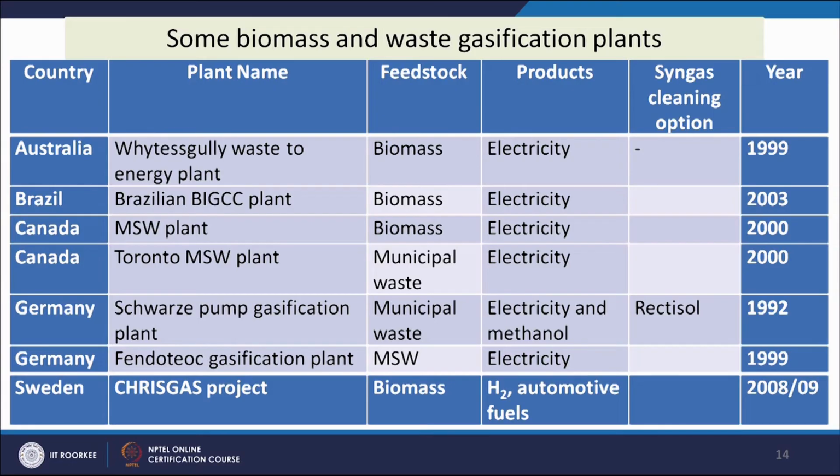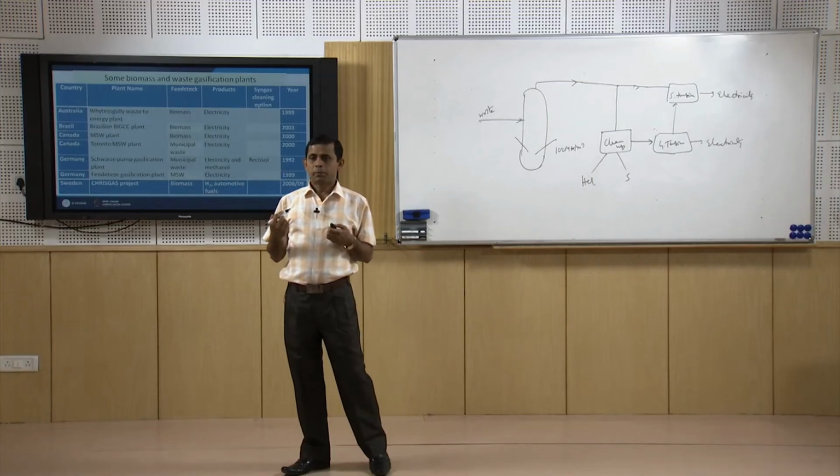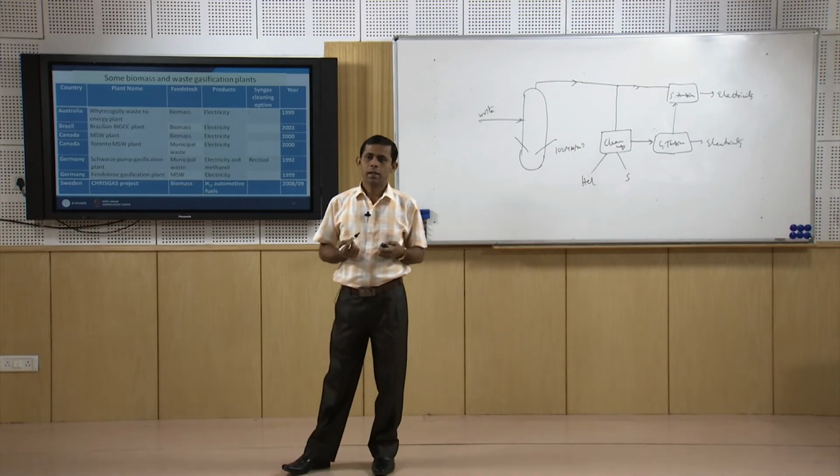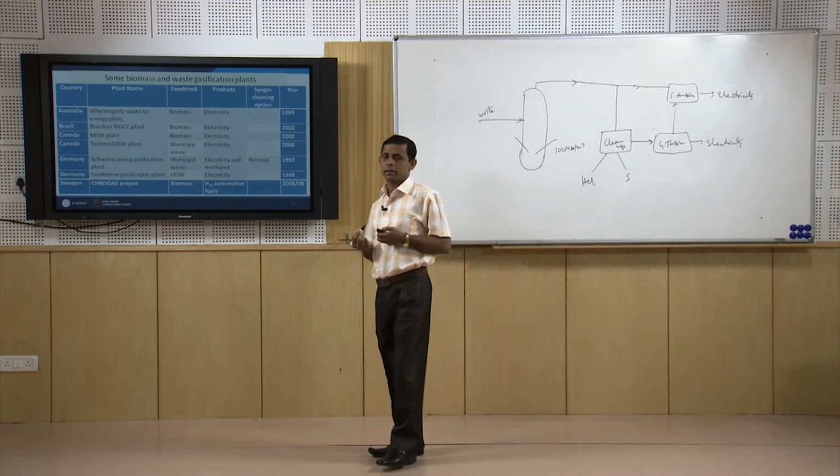Here some lists are given in Australia, Brazil, Canada, Germany and Sweden. So, all those plants are basically based on biomass or municipal waste, and most of these are producing electricity. They are not going for any other chemical synthesis except one or two. Why so? The reason is the price of the product and the competitiveness in the market.